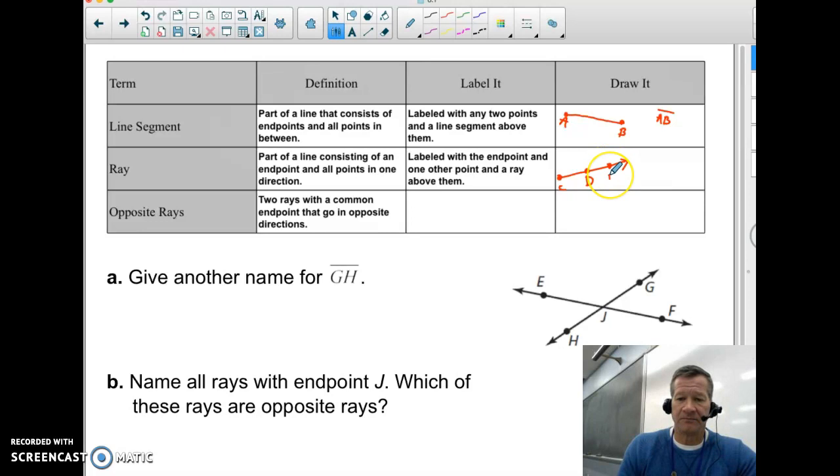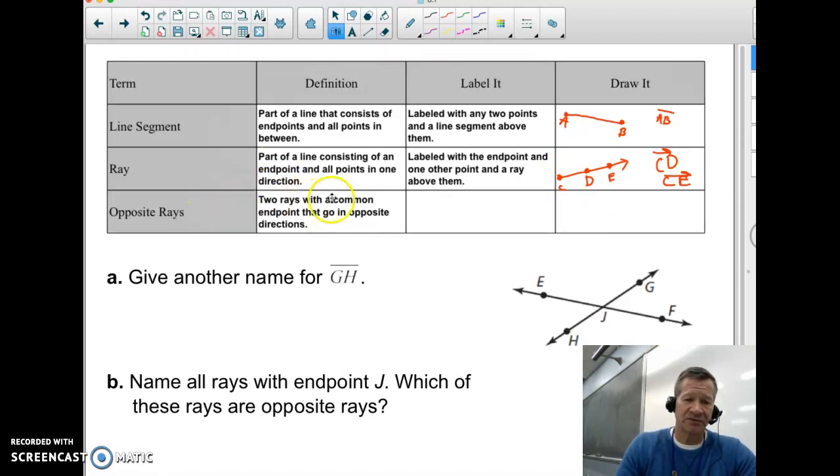Okay, now when we name it, we start with the name of the endpoint. So the endpoint is point C, and it goes in the direction of D. So I could call it CD in that direction, or I could call it CE, okay, because it starts at C and goes in the direction of E. Either one of these would be okay. There's also a ray called DE that starts at D and goes in the direction of E. So there's multiple rays drawn here.